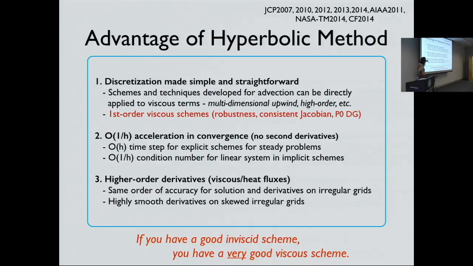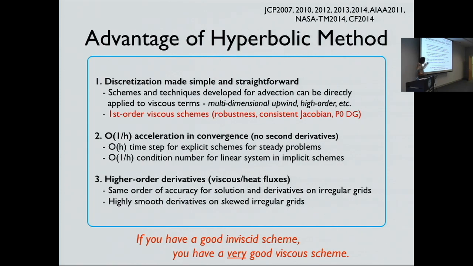And also the 1 over h acceleration in convergence, because there are no second derivatives anymore. For explicit schemes for steady problems, you can use a time step of order h instead of order h squared. And also for implicit schemes, the linear system has a much reduced condition number, 1 over h instead of 1 over h squared. And it does speed up the relaxation scheme. The speed-up factor is 1 over h. It's not 2 times, 3 times. It's much faster on refined grids.